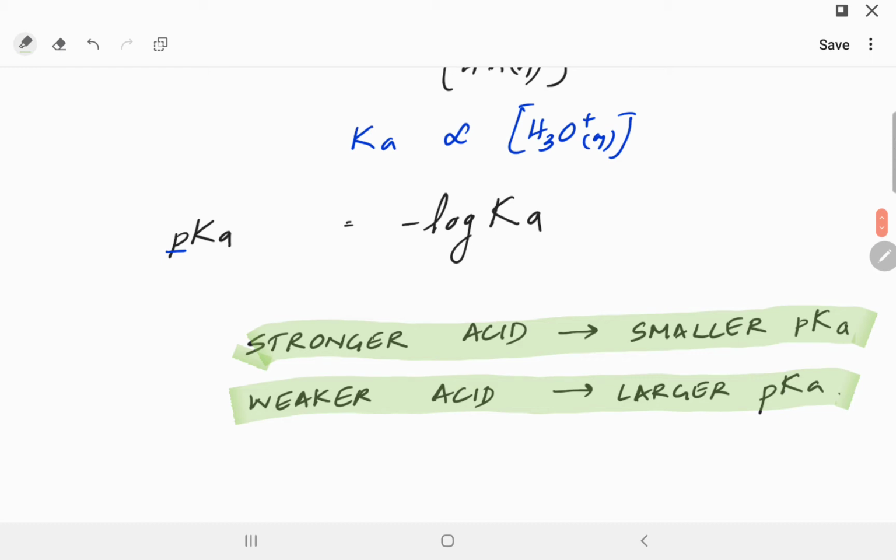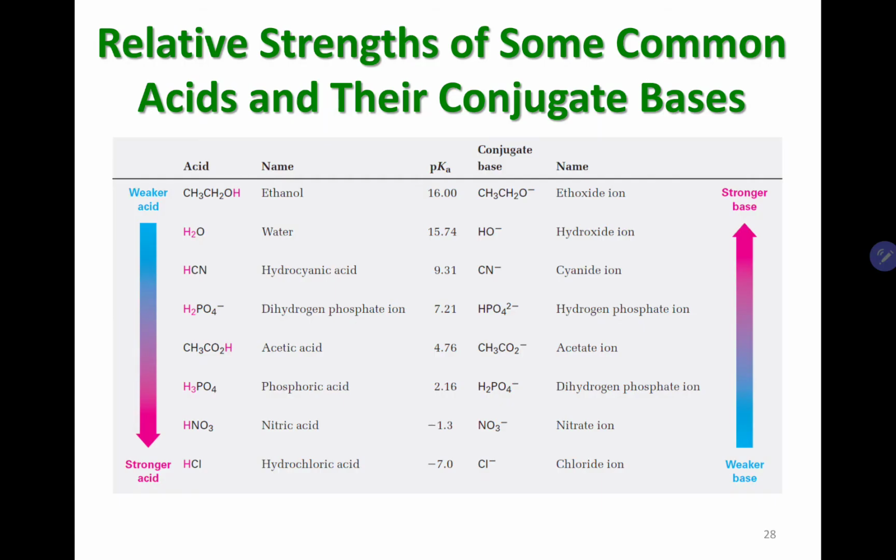All right, with that, let's go and take a look at some general examples. This table is directly from your organic chemistry textbook by John McMurry. Here I have given you certain weak acids, and sometimes even strong acids like HCl, along with their pKa values. As you can see, HCl is a very strong acid, and what happens to the pKa? It is negative, so it is very small. So the stronger the acid, the smaller the pKa.